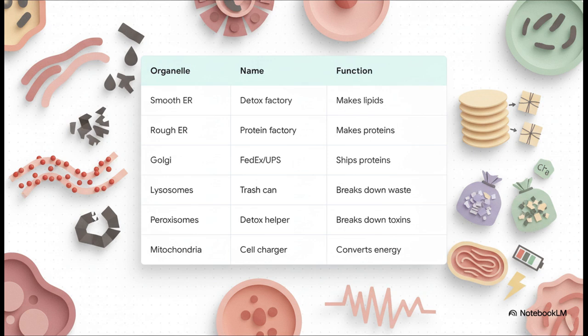We also have the smooth ER acting as a fat and detox factory, lysosomes functioning as the cellular trash cans to break down waste, and of course, the famous mitochondria, the power plant converting food energy into that ATP we talked about a minute ago.